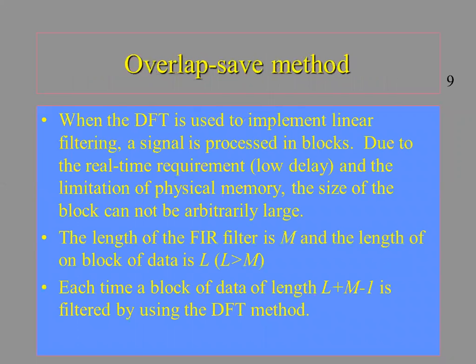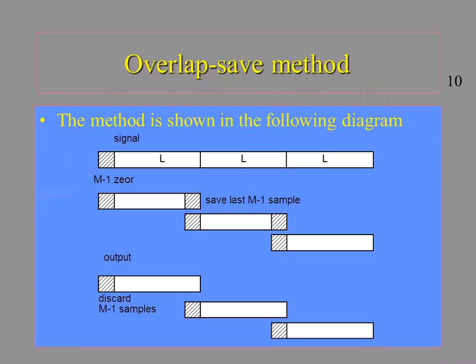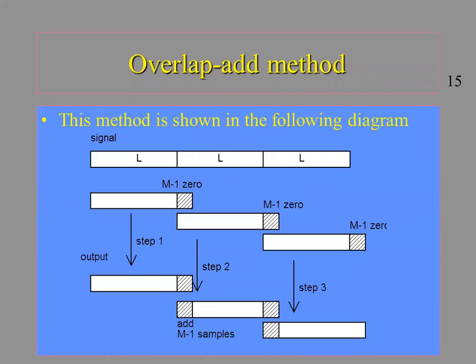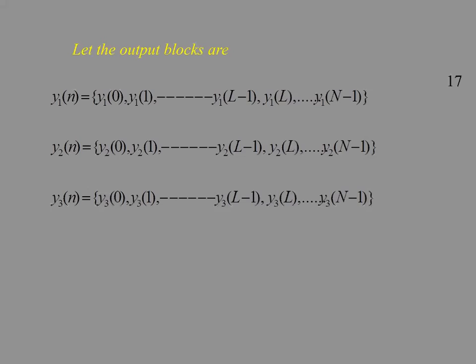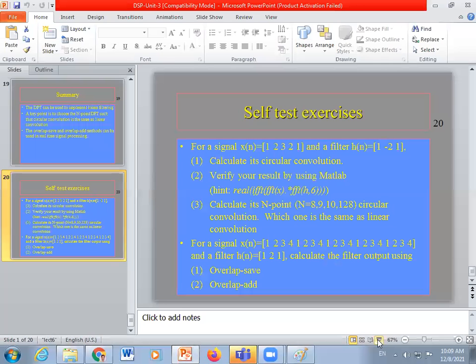Yesterday, we discussed filtering of long data sequences. There are basically two types: one is the overlap save method and the other is the overlap add method. We discussed the block diagram of the overlap save method and solved an example related to it. We also discussed the block diagram of the overlap add method. Today we are going to discuss an example related to the overlap add method.